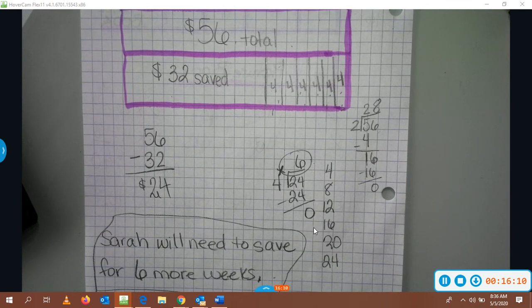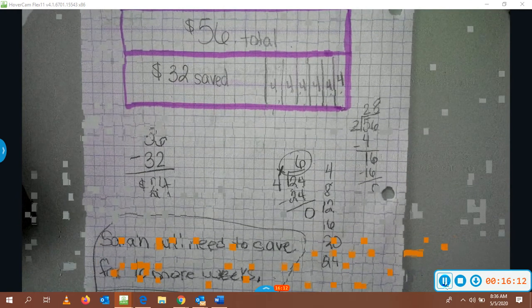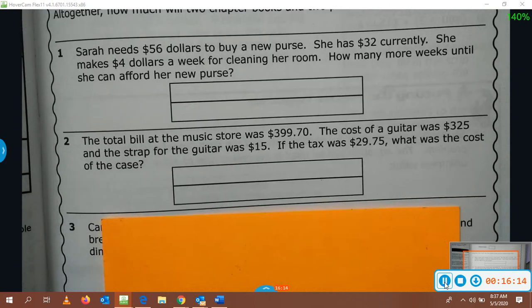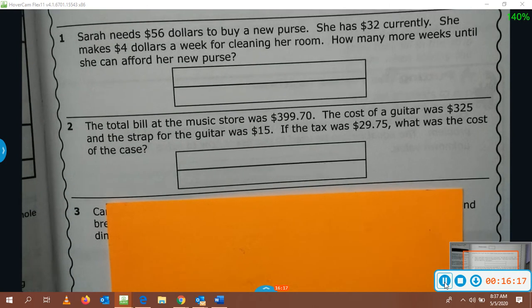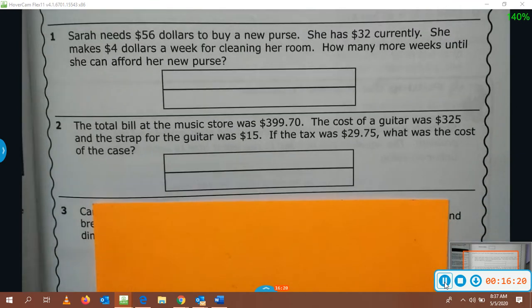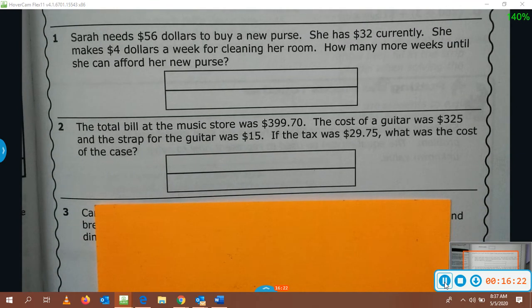Let's go. All right, number 2. Looking at number 2, I'm noticing that this is a very complex problem. So we're going to have to definitely show our work. The total bill at the music store was $399.70. The cost of a guitar was $325, and the strap for the guitar was $15. If the tax was $29.75, what was the cost of the case?